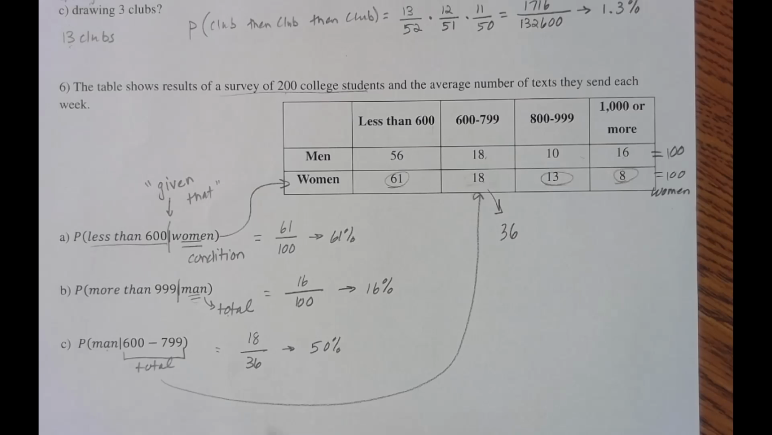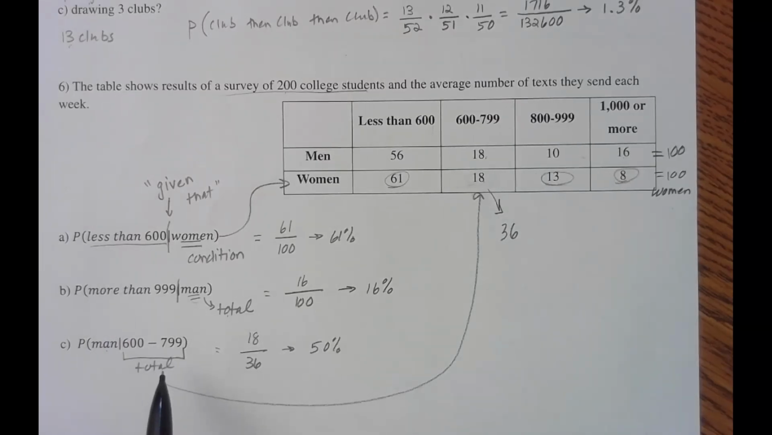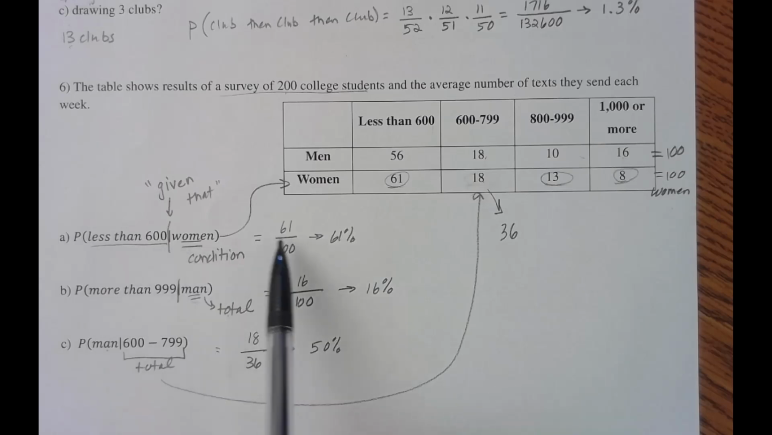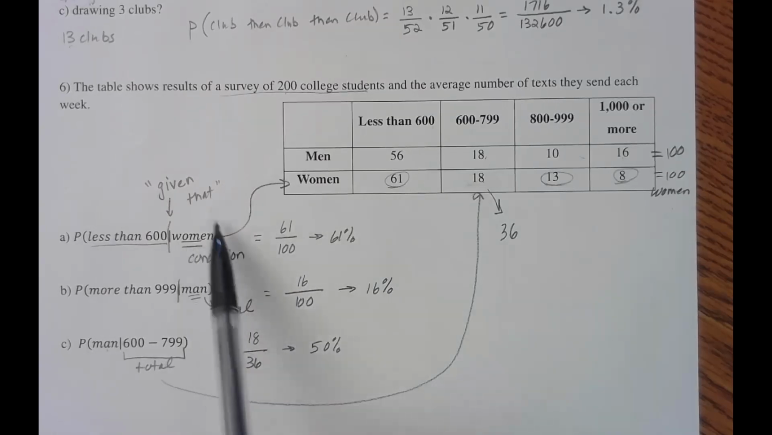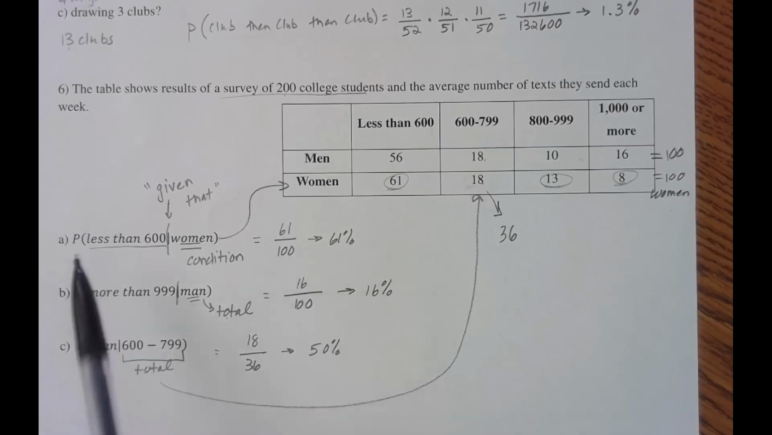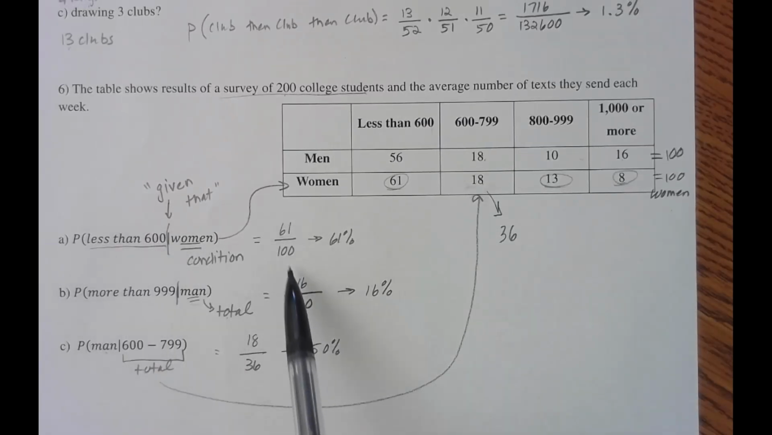Sometimes I like to think of conditional probability as a fraction, like this line, "given that," as the fraction bar, the second item in the parentheses giving me my total, and then the first item being the part out of that total.